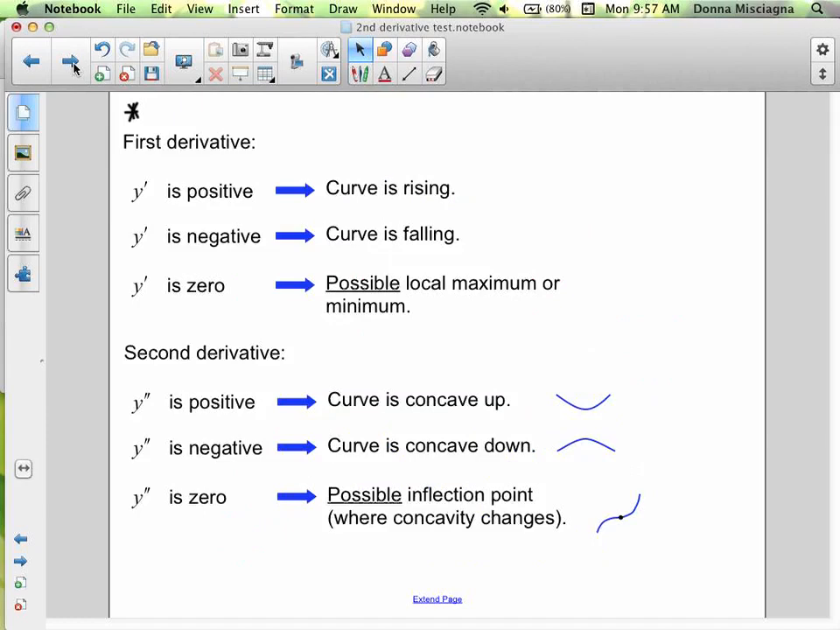And it talks about what the first derivative tells you and the second derivative tells you. So if the first derivative is positive, the curve is rising. If the first derivative is negative, the curve is falling, right? Increasing, decreasing. If the first derivative is 0, it is a possible local maximum or minimum. Not always, but possible. If the second derivative is positive, the graph is concave up. If the second derivative is negative, the graph is concave down. If the second derivative is 0, it is a possible inflection point where concavity can change, right? And we have an example there pictured in your notes.